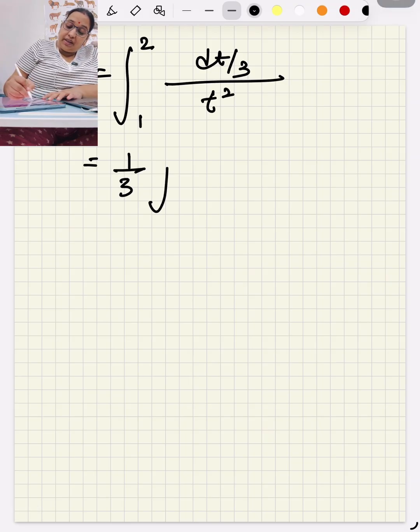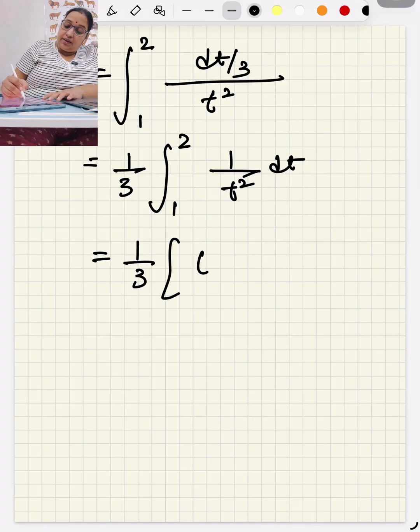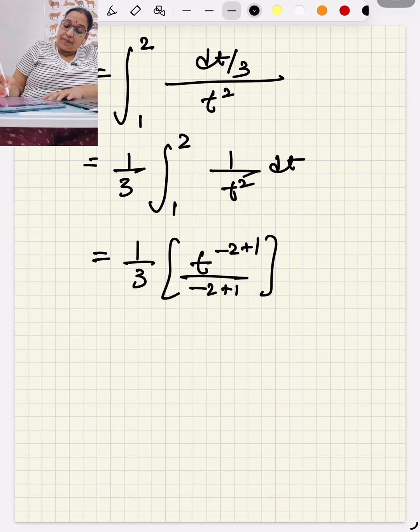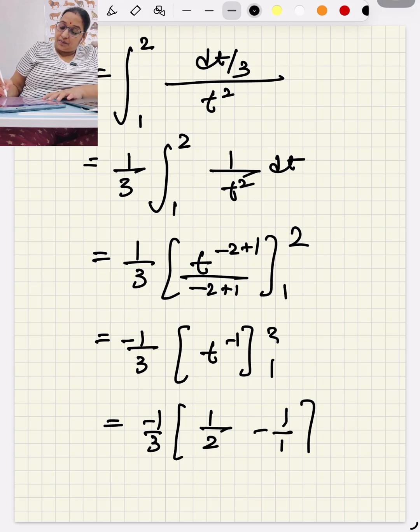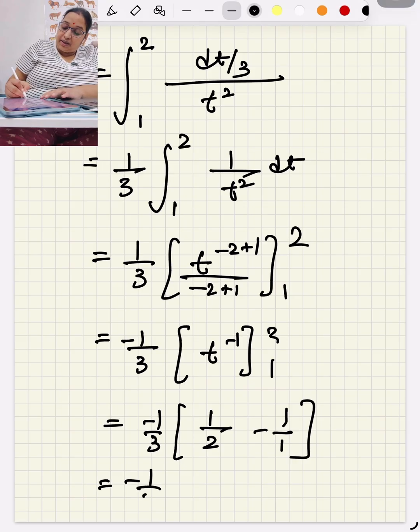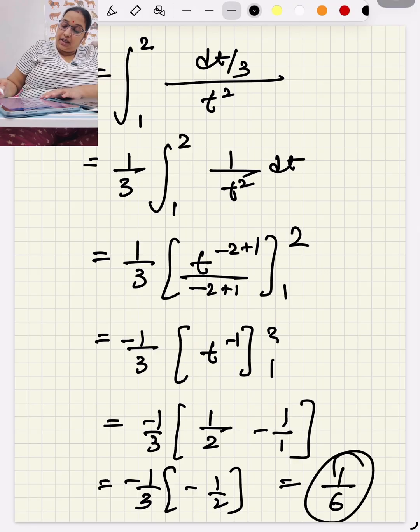So you can put 1 by 3 outside, 1 to 2, 1 over t square dt. 1 over t square is what? t to the power minus 2. So minus 2 plus 1 over minus 2 plus 1 with the limits 1 to 2. So that gives you 1 over 3 times t to the power minus 1 over minus 1, from 1 to 2. So minus 1 over 3 times 1 over 2 minus 1 over 1, correct? So that gives us minus 1 over 3 times minus 1 over 2, which gives us 1 over 6 as the answer, and it's done.